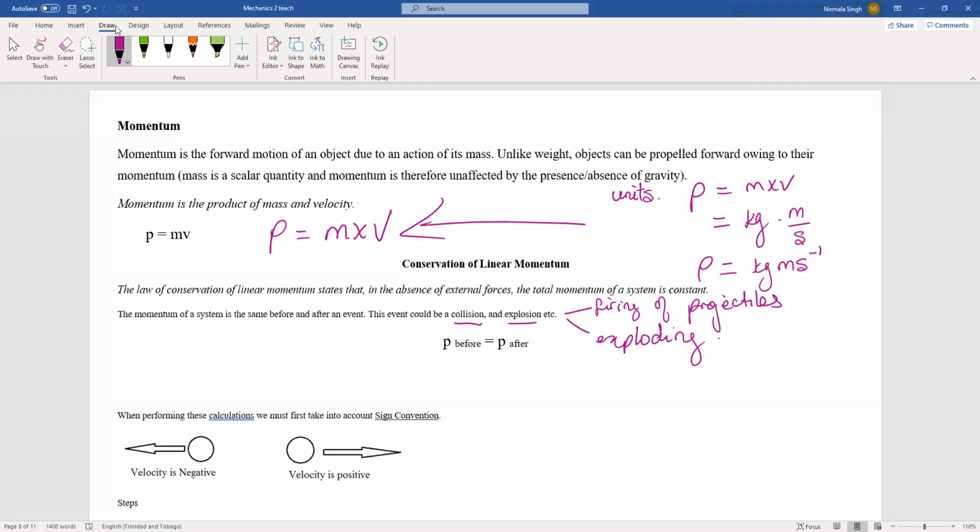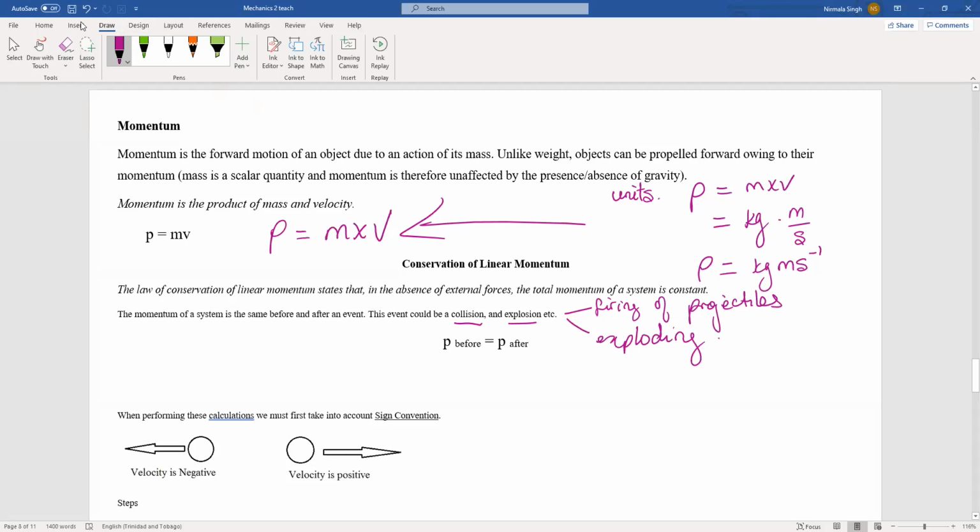So something to remember, the momentum before an event, this is where we have 2 objects probably sitting on a table, or 2 objects traveling towards each other. That's your before event. And then the after event is when things start moving in different directions.